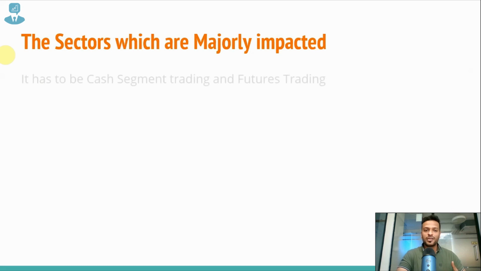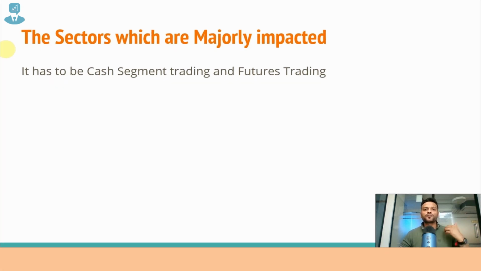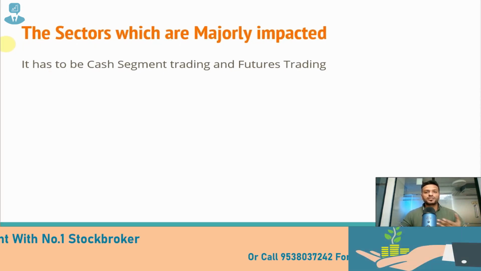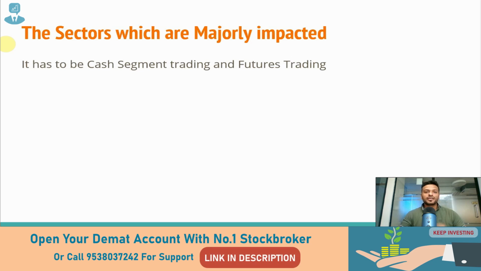Now let us understand which are the segments which are majorly impacted because of this new peak margin rule. It is cash segment trading and futures trading. When we understood the rules earlier, you were getting leverage of almost 50x, 40x, 30x, 20x. But under the new rules, the leverage is only going to be equivalent to the peak margin. If the peak margin is 20%, then you'll get a leverage of 5x. If the peak margin is 30%, then you'll get a leverage of 3.3x. So that is how it's impacting the cash market, and even futures trading will be impacted.